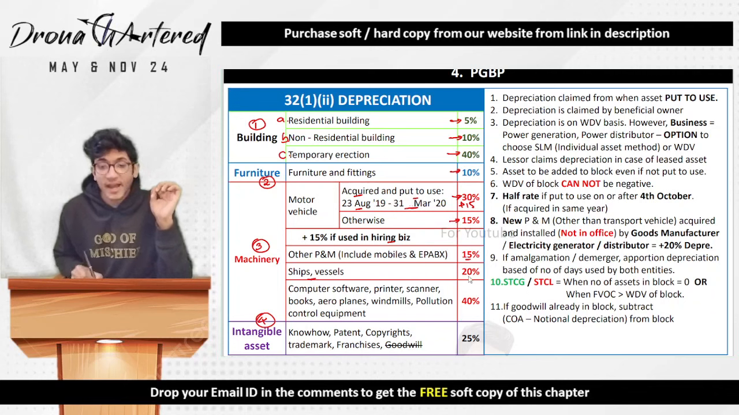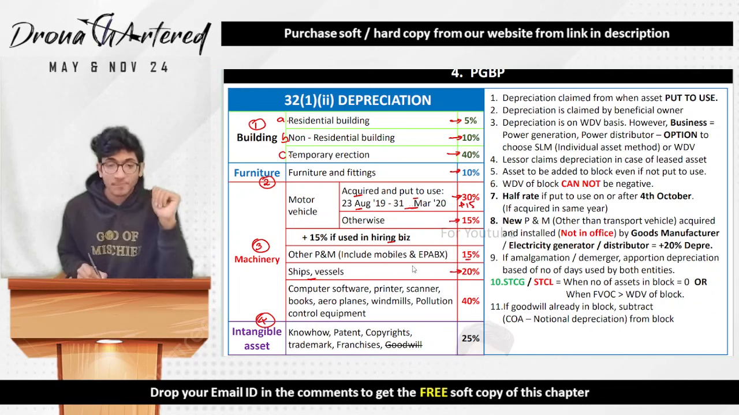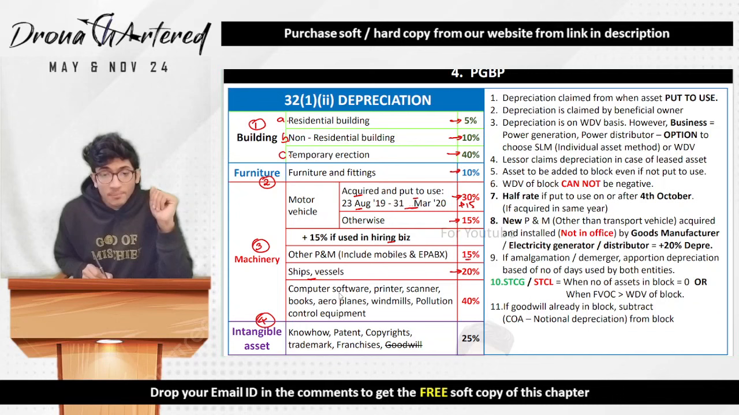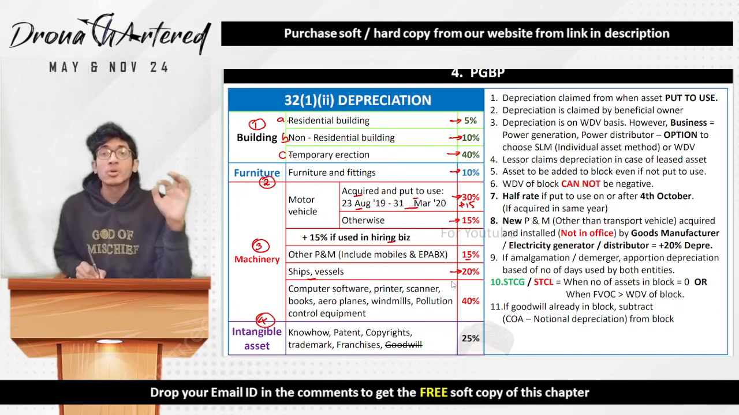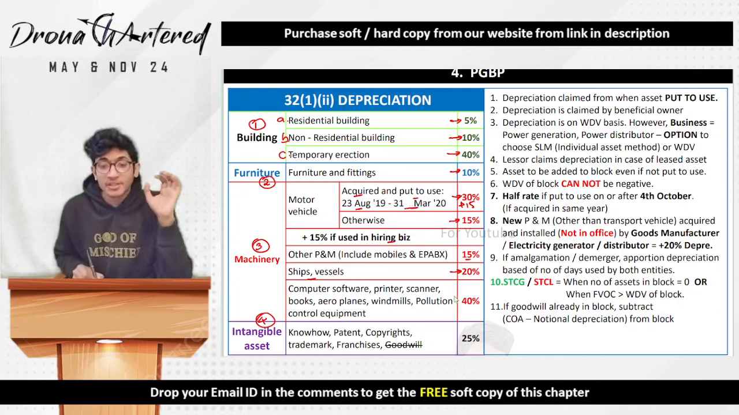Your ships and vessels are depreciated at the rate of 20%. Sorry, your other plant and machines are also depreciated at the rate of 15%. Next is your computer software, printer, scanner, books, aeroplanes, windmills, pollution control equipment. All of this is depreciated at your maximum rate of 40%. This is the maximum depreciation allowed.